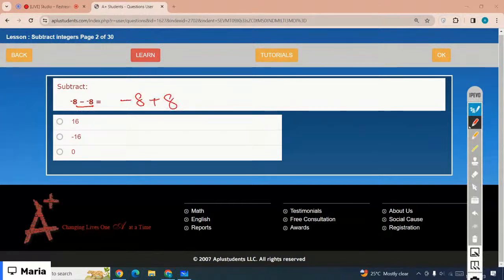0. Whenever you have two negative signs, right? Like this one is subtracting and this one is the sign of the integer. You can say subtracting a negative number is same as adding. So that is -8 plus 8 and the answer is 0. Got it? The correct option is 0.